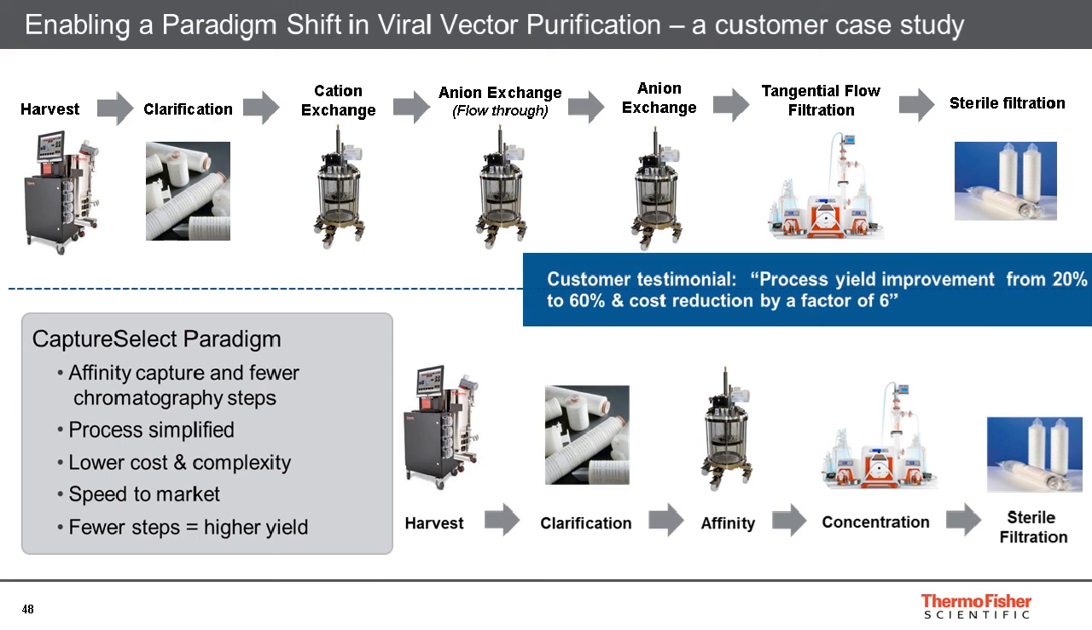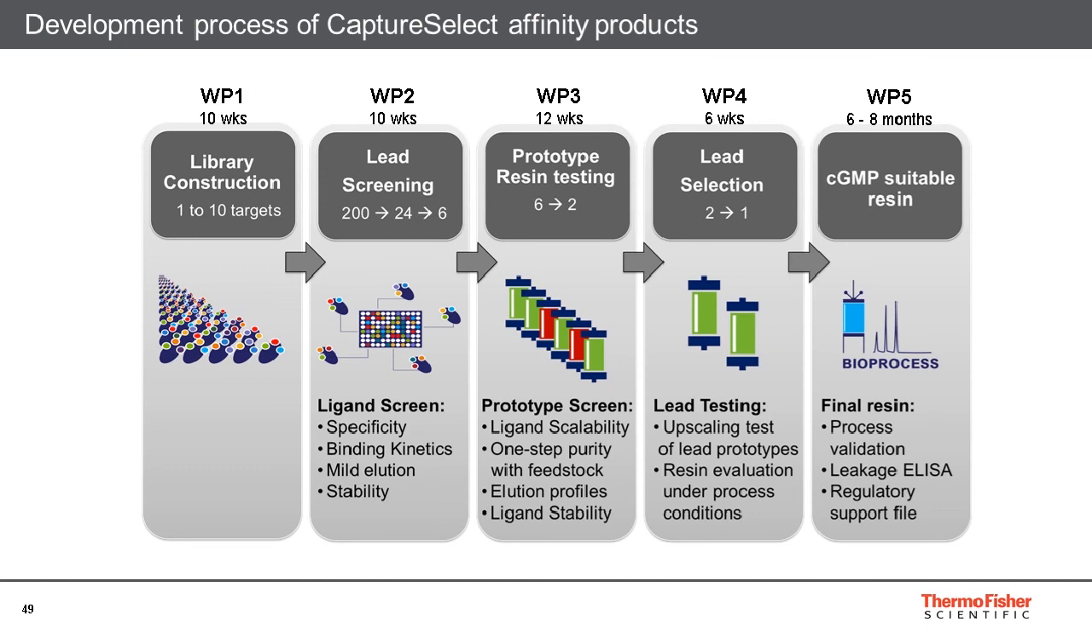So here is actually a customer case study of a situation where there was a gene therapy vector which was being manufactured. The purification took, as you can see, all the steps that you can see on the top of the slide. It could be simplified with CaptureSelect technology to the scheme that you have at the bottom of the slide. And it's actually a statement from the users with whom we had been developing that affinity solution, that the process yield improvement was increased from 20 to 60%, and cost reduction was as high as a factor of 6. So an extremely powerful technology.